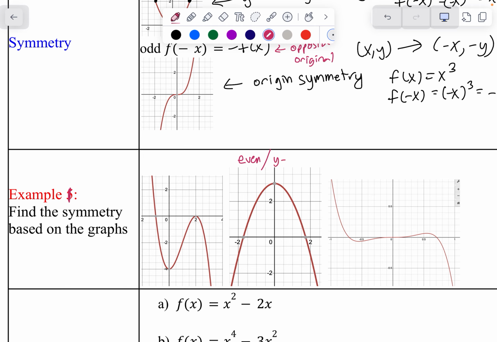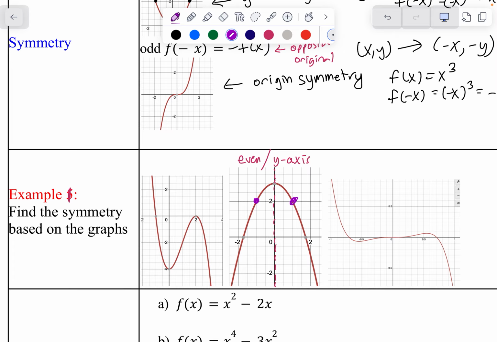It has y-axis symmetry because we can fold it down this line. For every value to the left of the line, there's an exact matching value to the right of that line. So think about being like the bottom wings of a butterfly, okay?